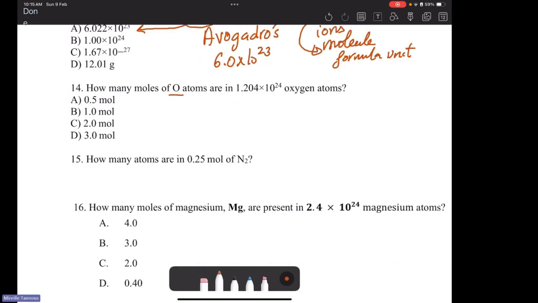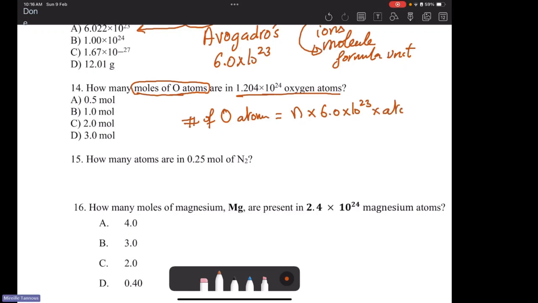So here we start. How many moles of oxygen atom do I have in a given number of atoms? I'm going to give you the formula. The number of oxygen atoms is equal to mole times Avogadro times atomicity. Now, if we are going to calculate how many mole of oxygen atom, then there is no need for Avogadro's number. So in a compound, it's just the mole times atomicity.